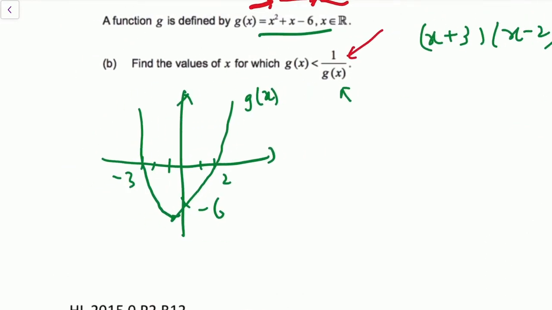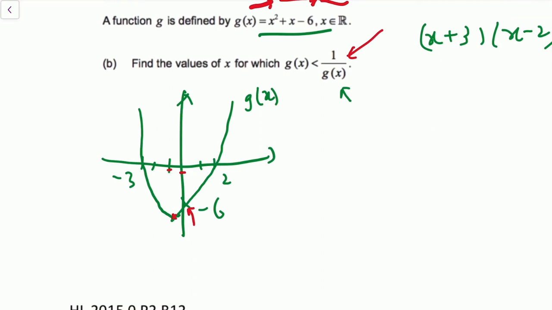You literally take 1 over the y coordinate of every point. So for example, when x is 0, the original y coordinate was -6. Therefore, for the 1 over graph, the y coordinate would be -1/6. So maybe like here. And at this point, it's even lower, so if you take 1 over that, it will be even closer to 0.